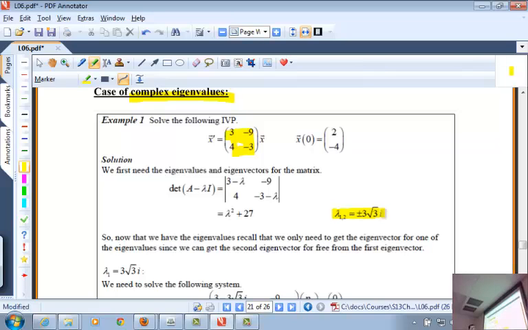The characteristic equation is lambda squared plus 27 equals 0. So lambda is equal to plus or minus 3 square root of 3 i. This is a purely imaginary eigenvalue. There is no real part. So the next case would be one where you have both real part and imaginary part. Okay? But let's see what happens when you have a purely imaginary part to the solution.